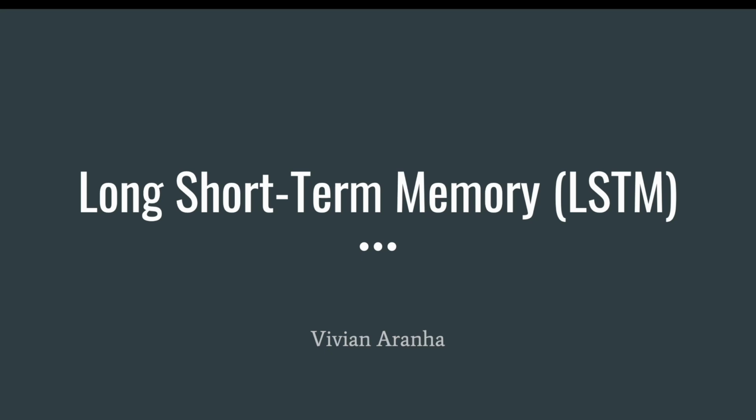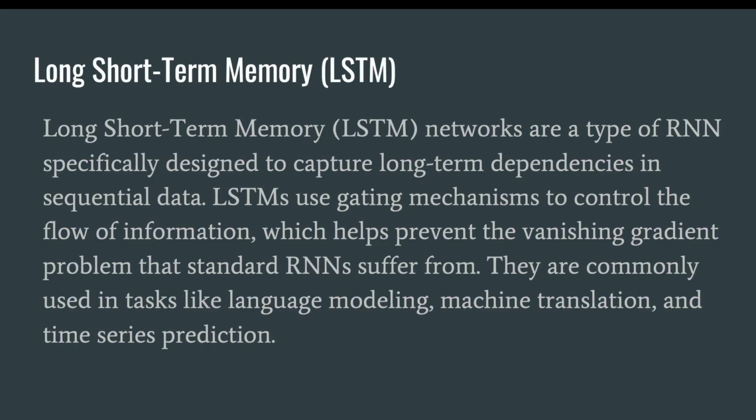Long short-term memory, LSTM. Long short-term memory LSTM networks are a type of RNN specifically designed to capture long-term dependencies in sequential data. LSTMs use gating mechanisms to control the flow of information, which helps prevent the vanishing gradient problem that standard RNNs suffer from. They are commonly used in tasks like language modeling, machine translation, and time series prediction.